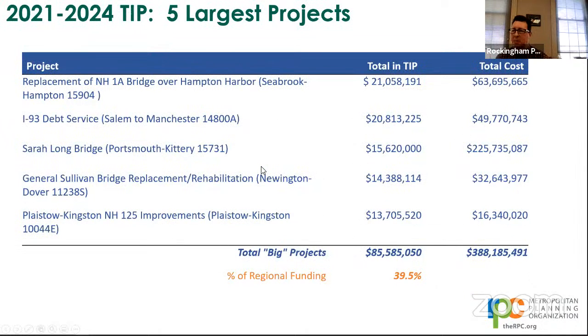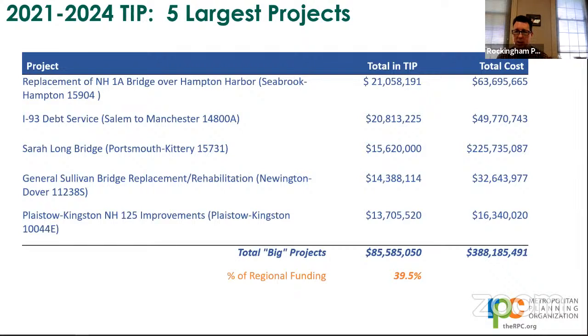So looking at the TIP specifically, our 5 largest projects in terms of cost, at least, are the replacement of the 1A bridge over Hampton Harbor. That's the Seabrook-Hampton project. That's $21 million in the TIP, but a total project cost of just under $64 million at this point. I-93 debt service is our second largest project, and that's $20 million, almost $21 million going towards that over the course of the next 4 years. Total debt service for that project is just under $50 million.